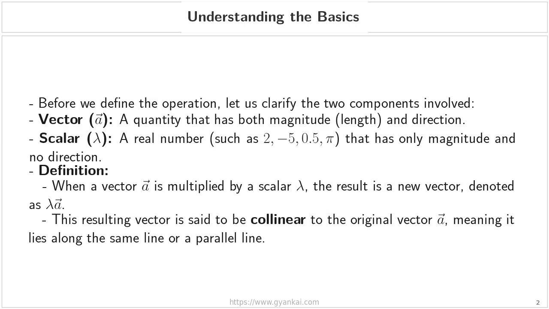So how do these two interact? Here is the formal definition. When we take our vector, A, and multiply it by the scalar, lambda, the result is a brand new vector, which we write as lambda times A.